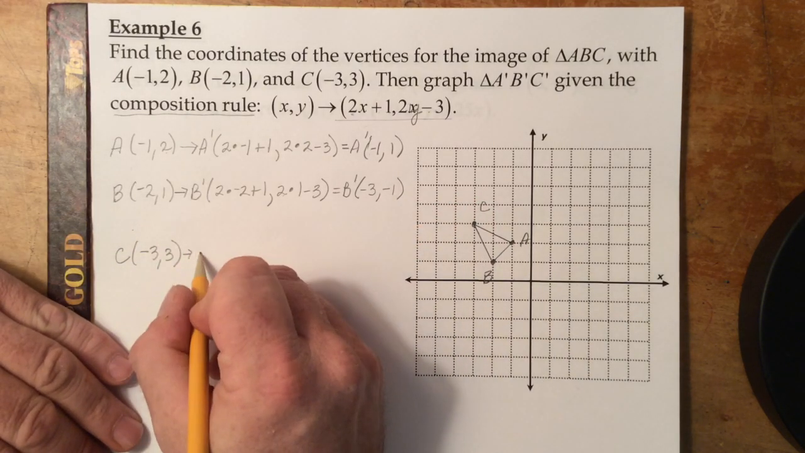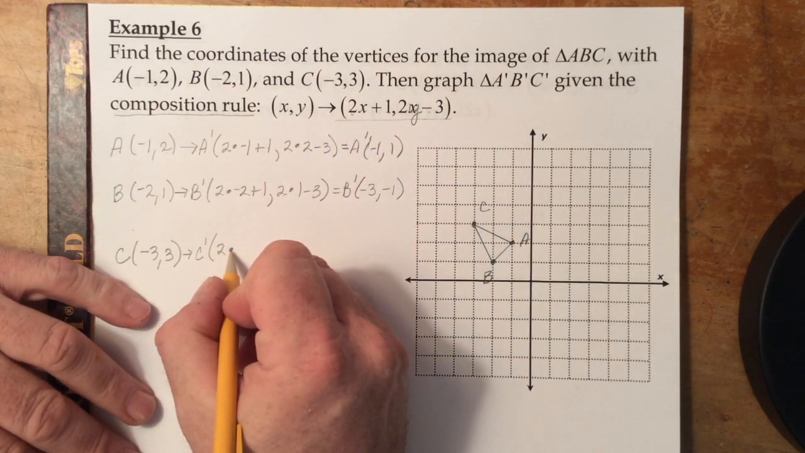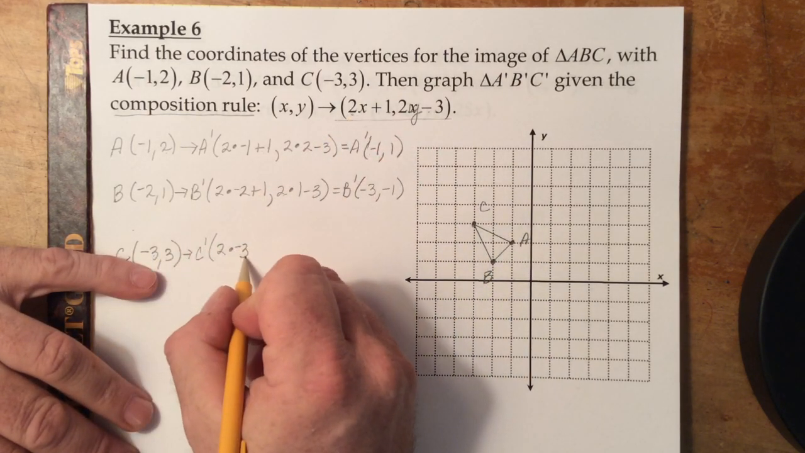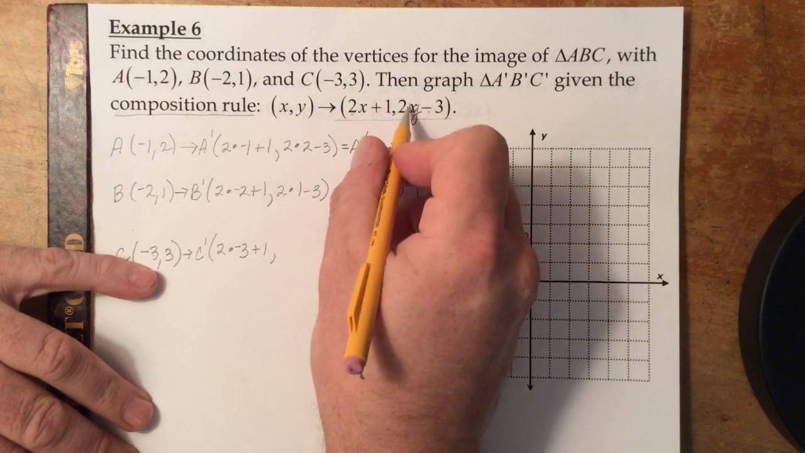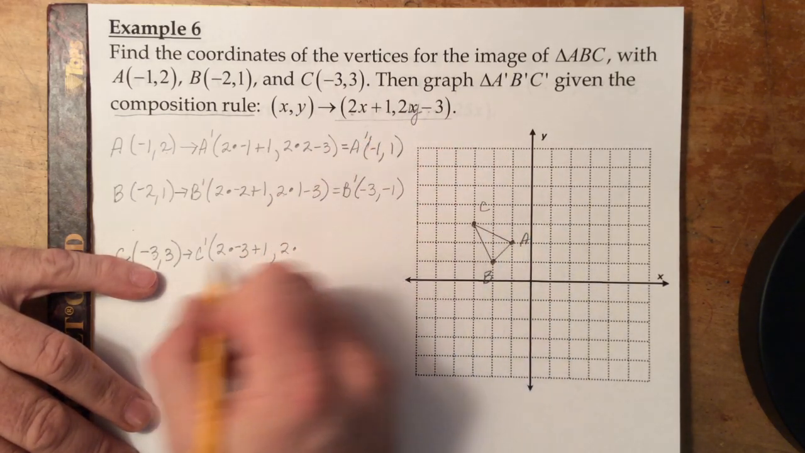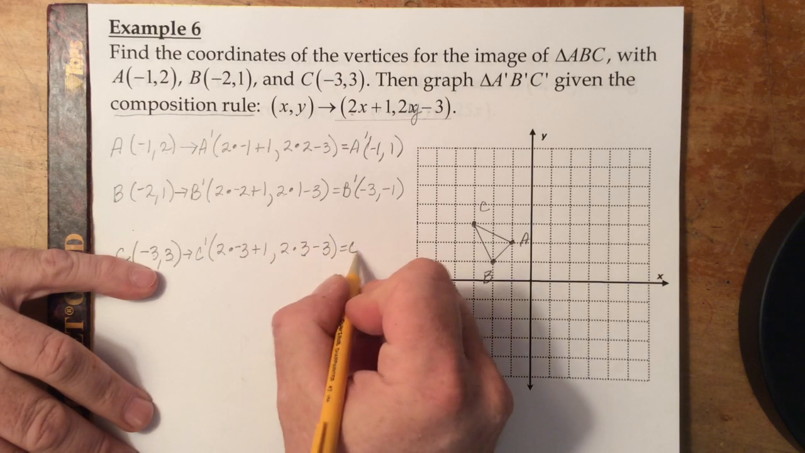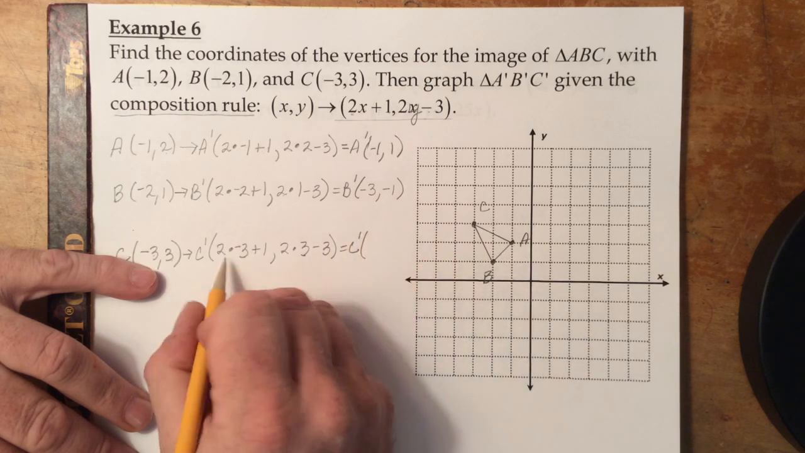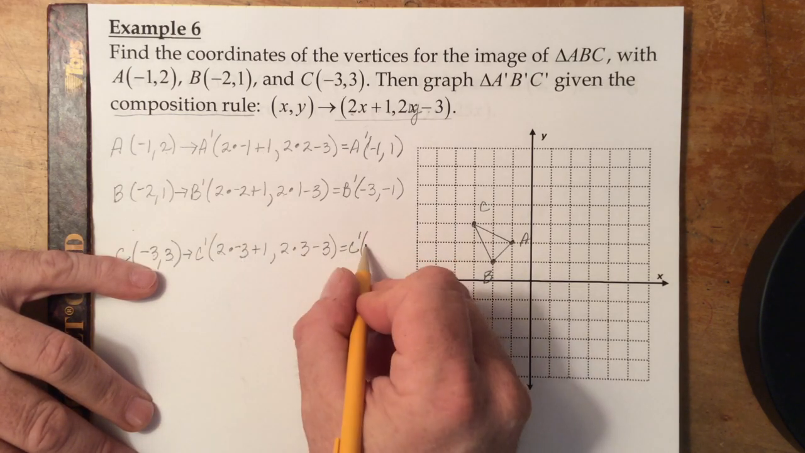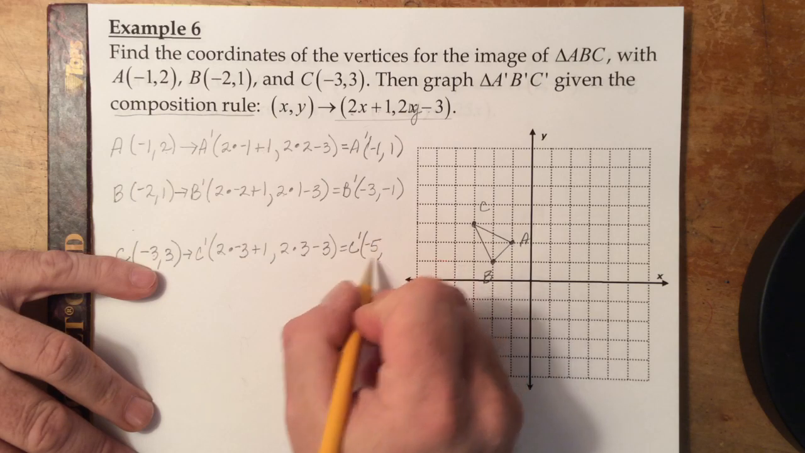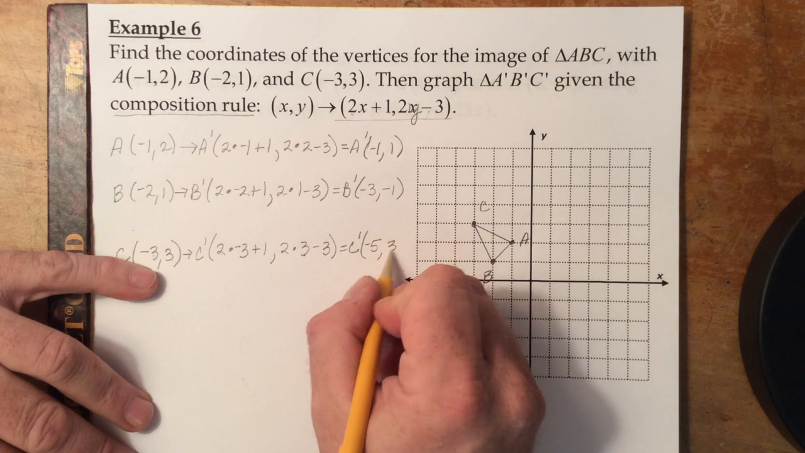And then C and C prime using this rule. 2 times x, which this time is -3, plus 1, comma, 2 times y, which is 3, minus 3. This gives us C prime. 2 times -3 is -6. -6 plus 1 is -5. 2 times 3 is 6. 6 minus 3 is 3.